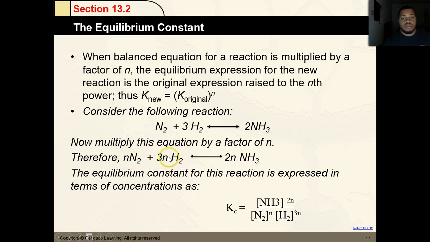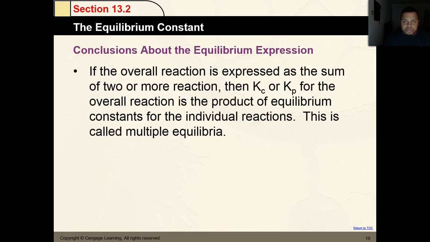So we have n N2 plus 3n H2 yields 2n NH3. When we adjust our equilibrium constant, you notice that that n now makes it into our equilibrium constant as part of our exponent. So we're raising those values totally to the power of n overall. We don't run into this often, but it's good to have it up there and be able to understand what's happening if you do have to make these adjustments.